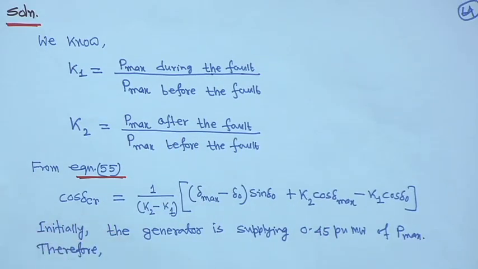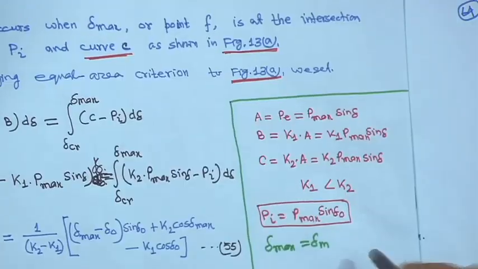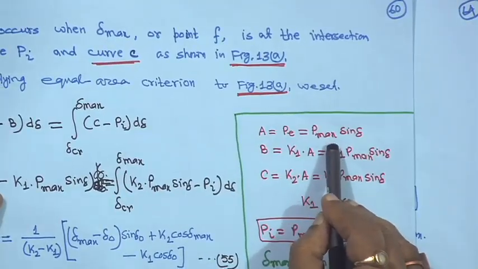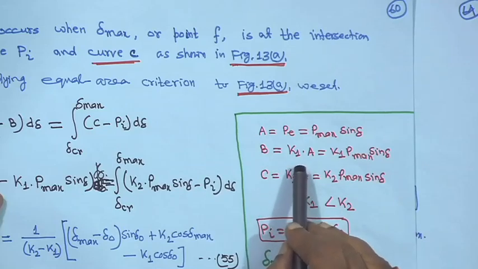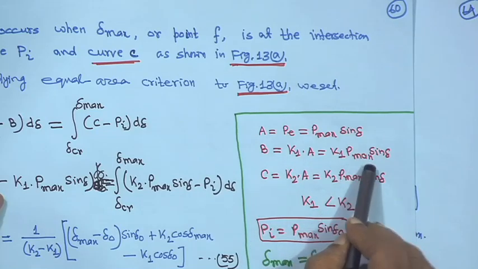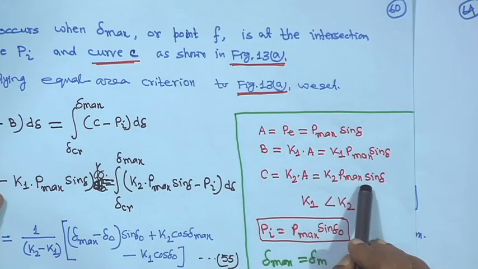If I get it here, I can show you, but I have already told you all these things. Here, A is before the fault, B is during the fault, and C is after the fault.